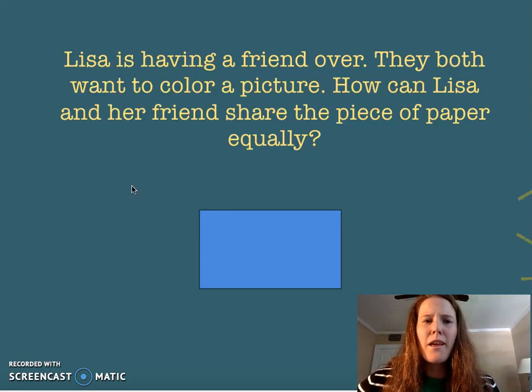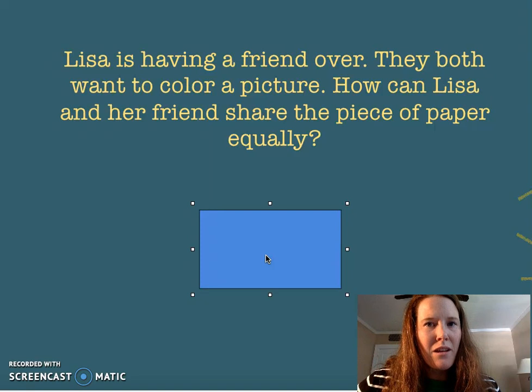First question. Lisa is having a friend over. They both want to color a picture. How can Lisa and her friend share the piece of paper equally? Here's my piece of paper. There are 4 different ways I could partition this shape. I want you to show me with your hands one way I could partition this shape equally.